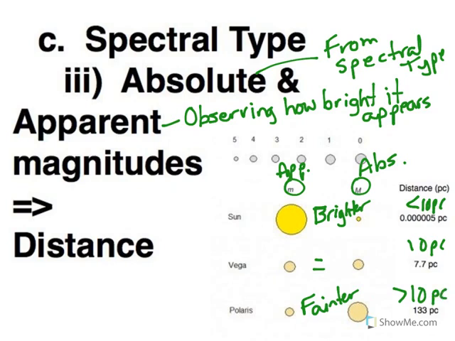So that last step, whether we're dealing with Cepheid variable stars, RR Lyrae stars, or main sequence stars, always comes down to comparing the apparent magnitude and the absolute magnitude. And that is ultimately how we always find the distance when we can't measure parallax.